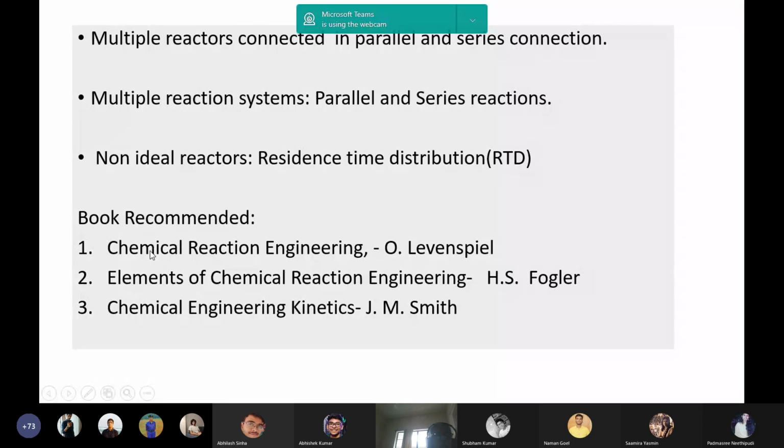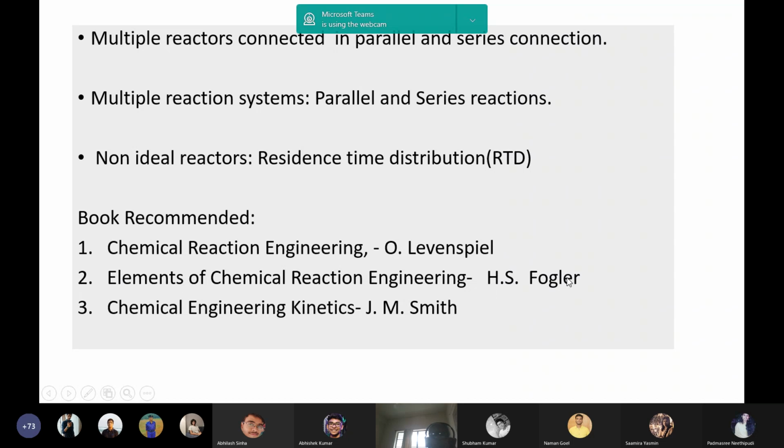The books recommended are Chemical Reaction Engineering by Levenspiel, and H.S. Fogler, Elements of Chemical Reaction Engineering. For Levenspiel, you will find 2 editions, 2nd edition and 3rd edition. The second edition is sufficient for the course. In the third edition, many additional things are there which will not be covered in this course. So you can follow either the second or third edition.